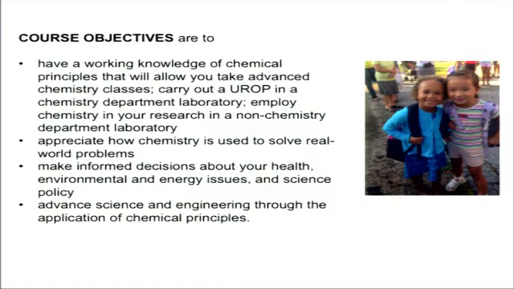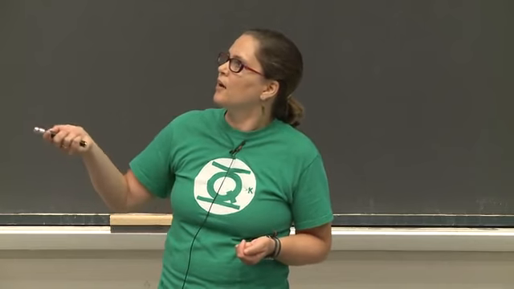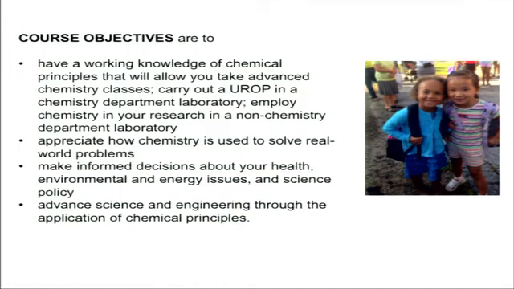I said I'd get back to these. I want you to have a working knowledge of chemistry that you can take advanced courses. Starting pretty simple, that's what I want. I also want you to know enough chemistry so you can do a UROP in a chemistry lab. And we'll talk more about the undergraduate research program throughout the course. I would like you to employ chemistry principles in a lab that's not a chemistry lab in your UROP. I want you to appreciate how chemistry is used to solve real-world problems, to make informed decisions about your health, about the environment and energy and science policy.